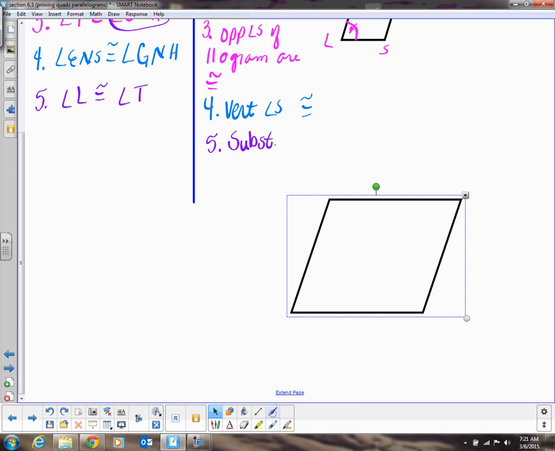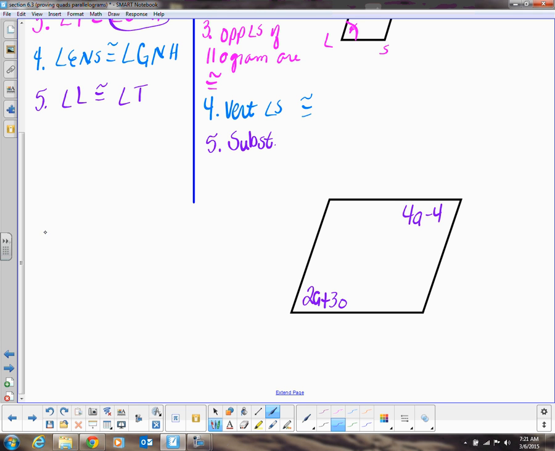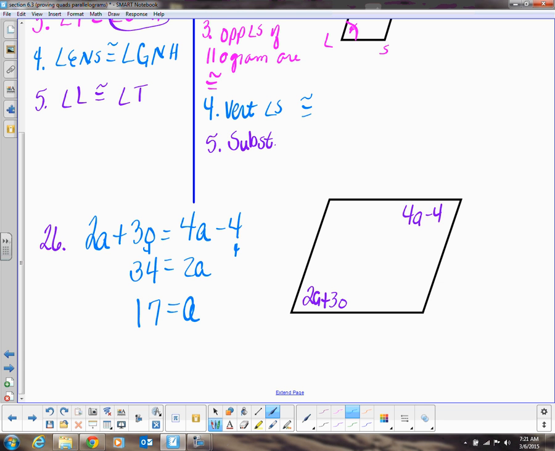Yes, yes? All right, so 26 said 2a plus 30, and you've got 4a minus 4. Based on your foldable, what equation can you write? They are equal to each other. What's the reason? Opposite angles of a parallelogram are equal. So if we subtract 2a and we were to add 4, we get 2a equals 34 or a equals 17. They just wanted the variables. What's the next question? 14. I really like those.